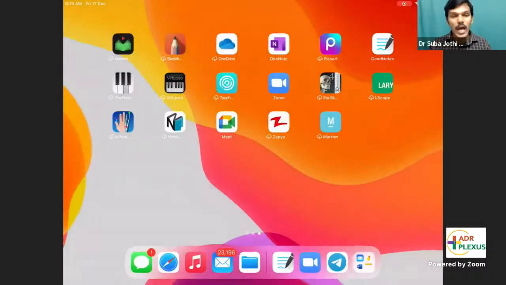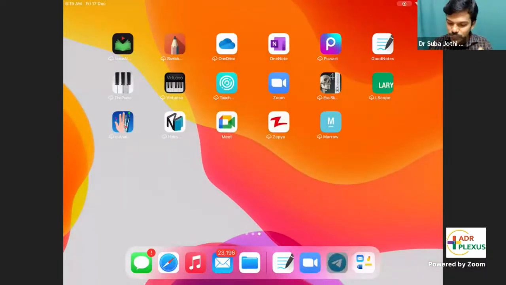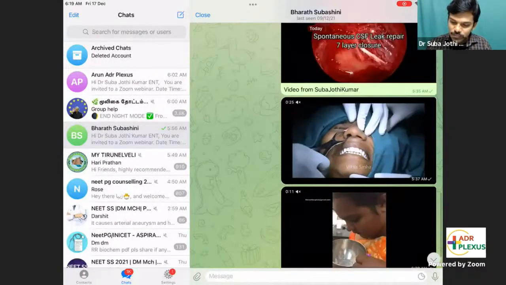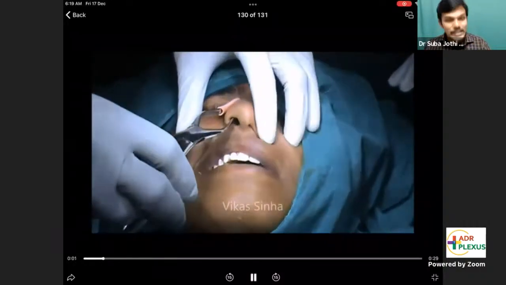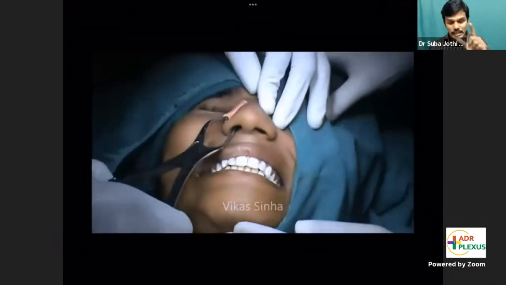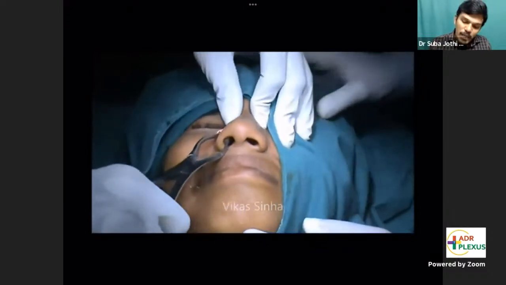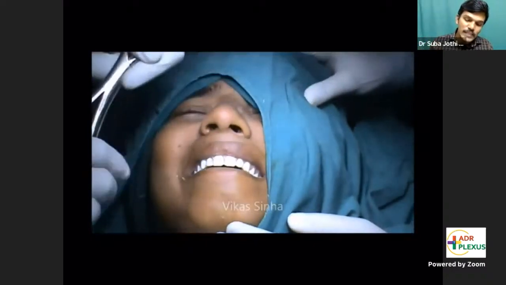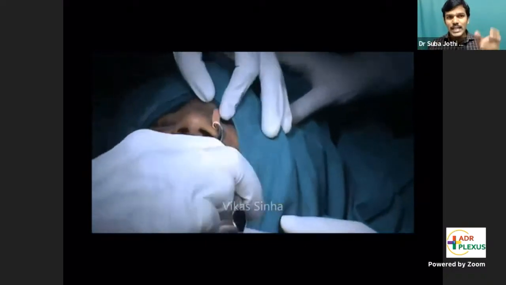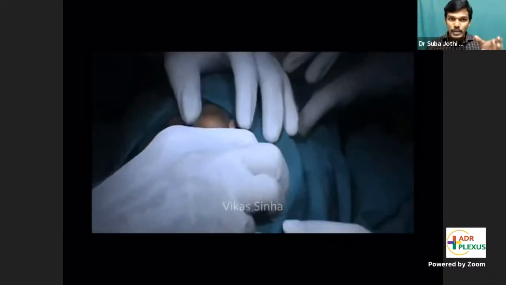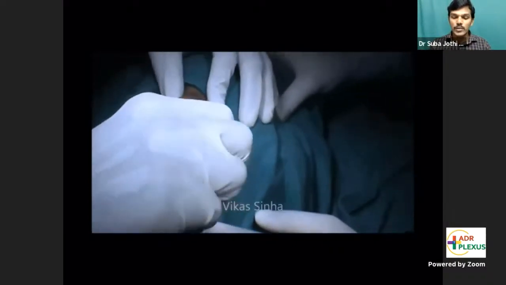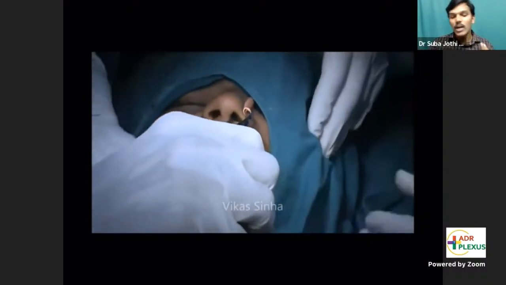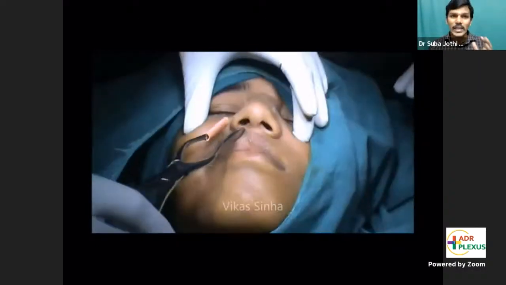I'll show you a video of how Walsham forceps is used to reduce the nasal bone fracture. See here, this Walsham forceps is inserted into the nasal cavity, one limb externally, one limb internally. This way, the fracture segment is first out-fractured, then brought back to the original anatomical position. This is how Walsham forceps is used for both sides. This can be done in general anesthesia as well as local anesthesia.